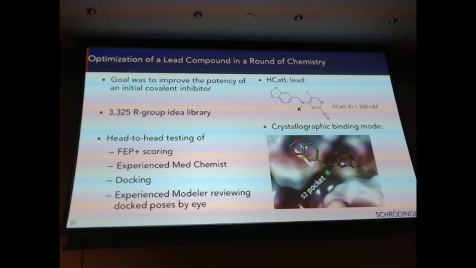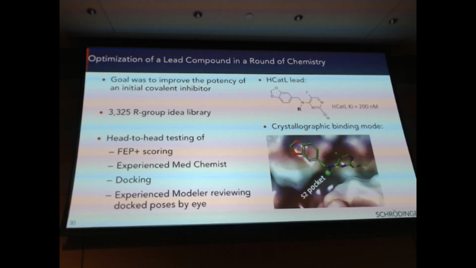So in this project, the goal is to improve the binding potency of an initial lead compound binding to the receptor. The lead compound has a cyano group that forms a reversible covalent bond with the cysteine residue in the binding pocket. And the task is to identify building blocks from a library of about 3,000 fragments on this R position with improved binding potency compared to the initial lead compound.